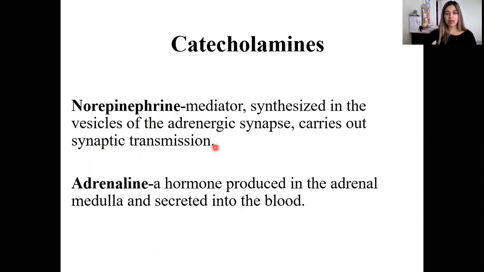So this is all connected to the nervous system. And adrenaline, or epinephrine we can call it, is the hormone produced in the adrenal medulla and secreted into the blood. See the difference? This is a hormone, this is a mediator, a neurotransmitter. This is in the CNS, this is in the blood. So this is our main difference: in the blood and in the CNS.